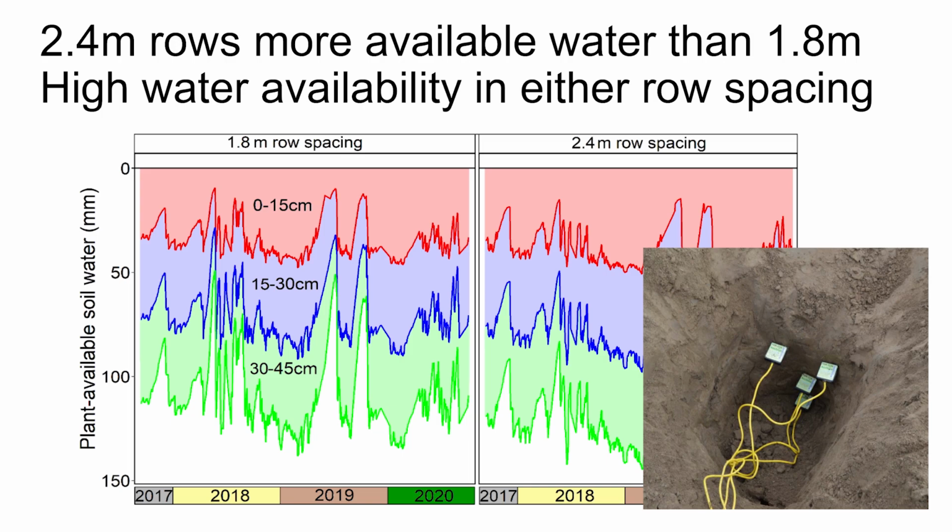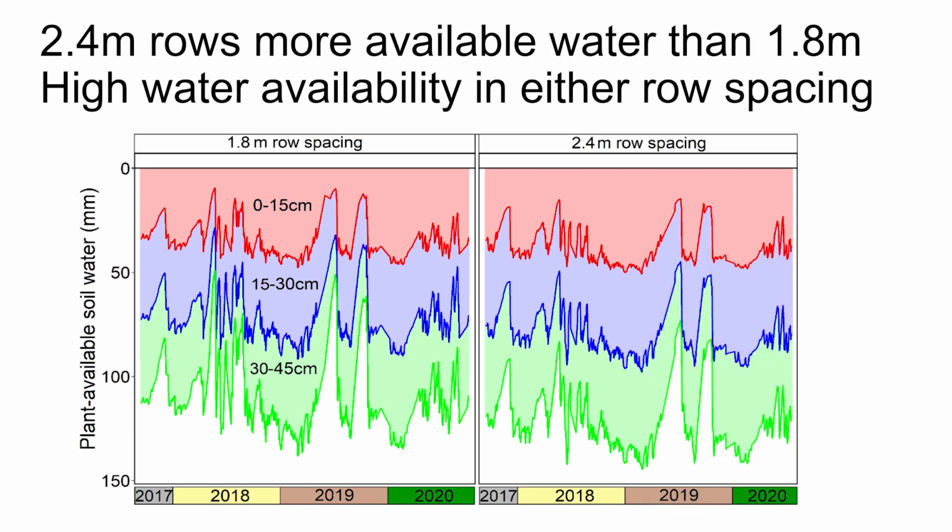And one of the things we found, this graph just shows, let me put this up. Sorry. Okay, so right here, this is just showing the amount of available water that's in the top 45 centimeters. And one thing we found is that the 8 foot rows had more water available than the 6 foot rows, but yield wasn't different.